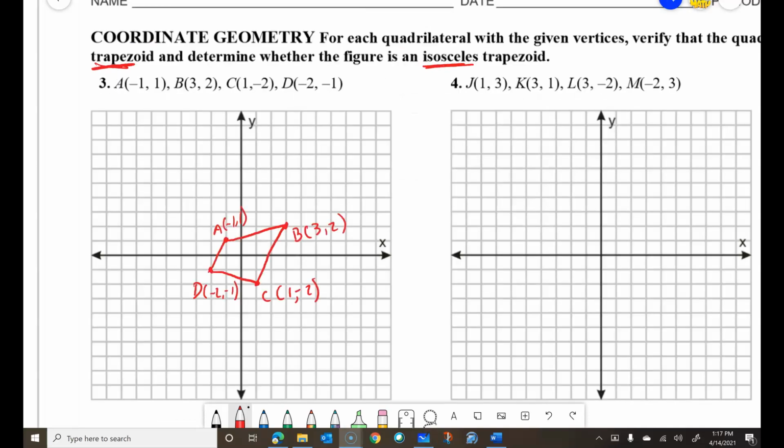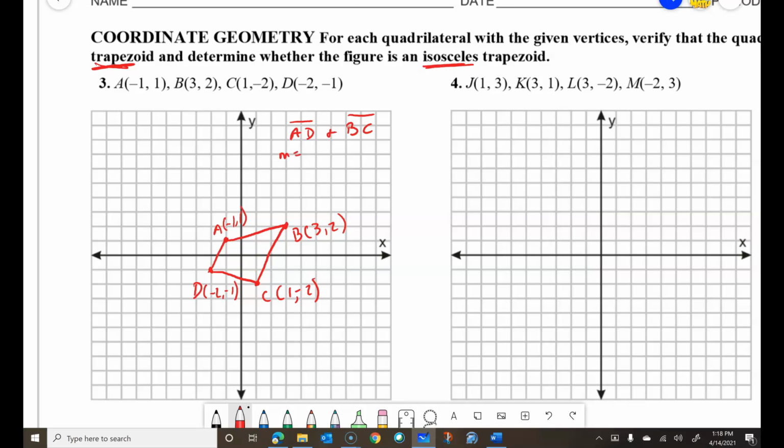These are the points that they've given me here, A, B, C, and D. I've plotted them. You can double check my coordinates there, make sure that I put everything in the right place. But everything looks good as far as I can see to troubleshoot here. So the first thing we're going to do is think about the sides that look like they might be parallel: AD and BC. What is the slope of AD?